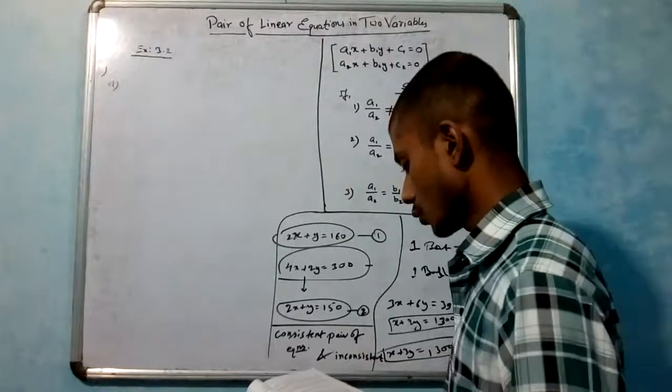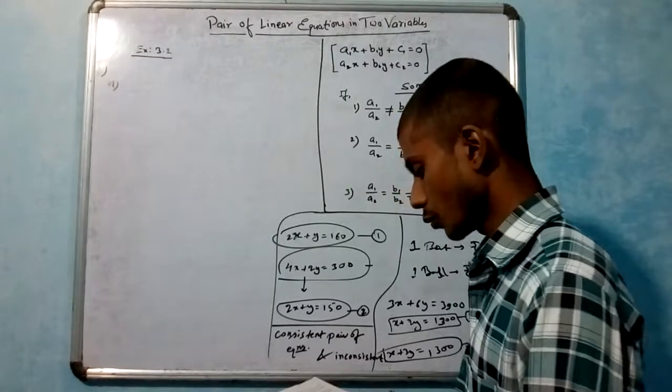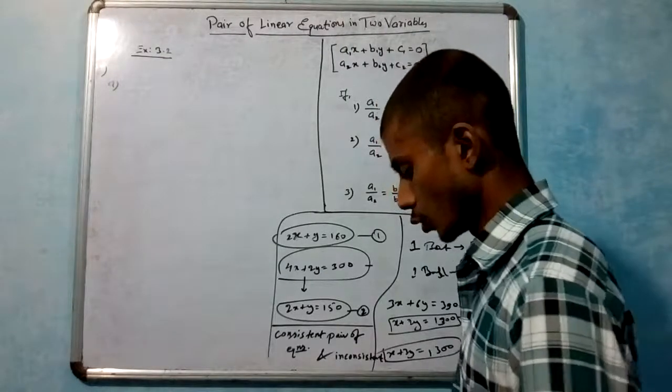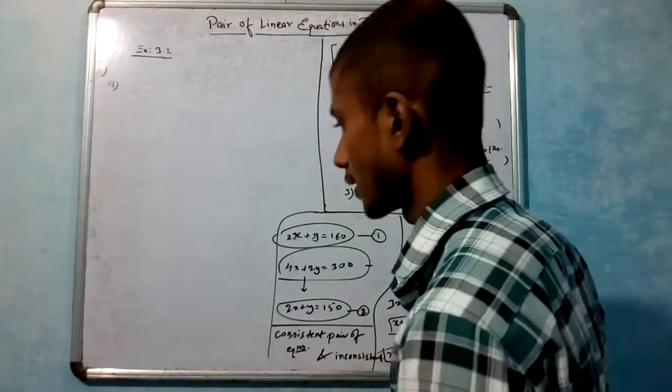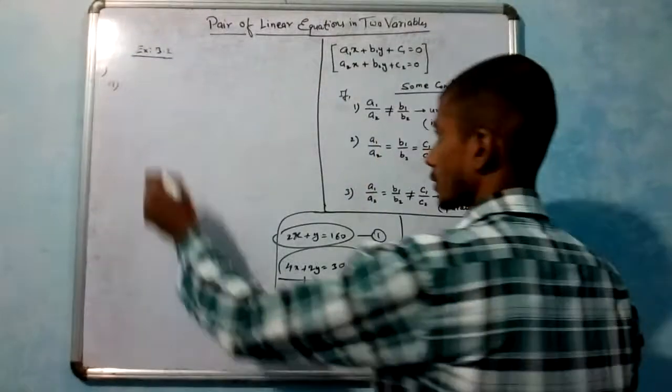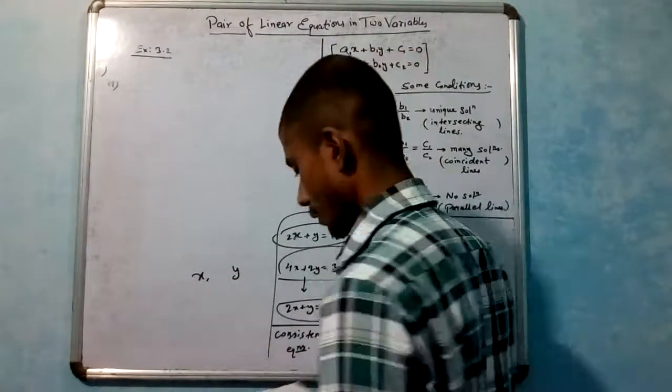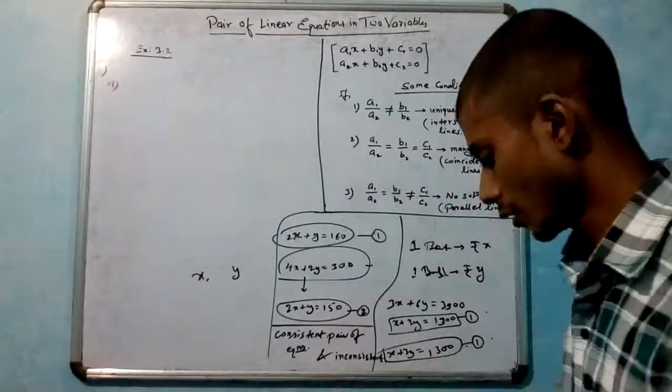10 students of class 10 took part in the maths quiz. The number of girls is 4 more than the boys. Find the number of boys and girls who took part in the quiz. So let the number of boys who took part in the quiz be x, and let the number of girls be y. Fine. Then how to form the equations?